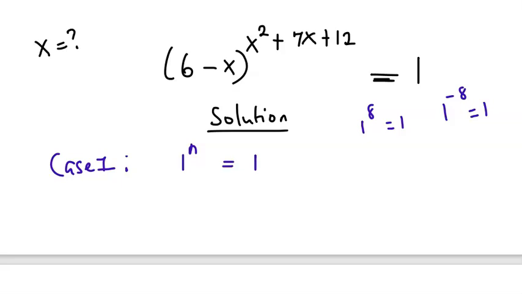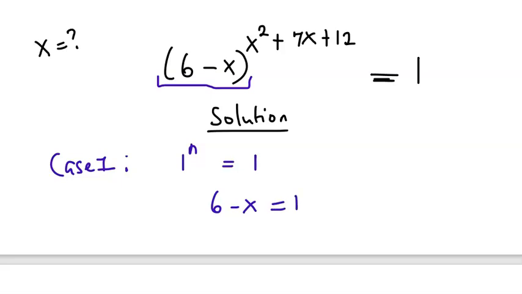Then how can we use it to solve the problem? We know that in that case, the base here is 1. So in the original problem, we're going to let this base equal 1 and find the value of x. So that will be 6 minus x is equal to 1. If you solve for x, we get x is equal to 6 minus 1, which is equal to 5. So this is a solution. Is that not interesting? Check it out. That must be a solution, right? So let's go to the second case.